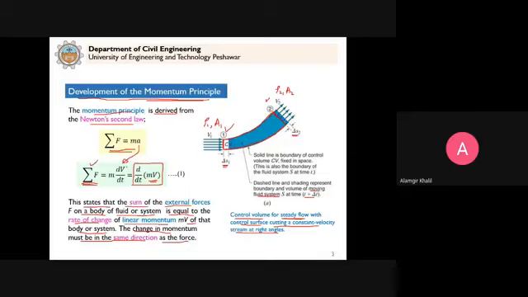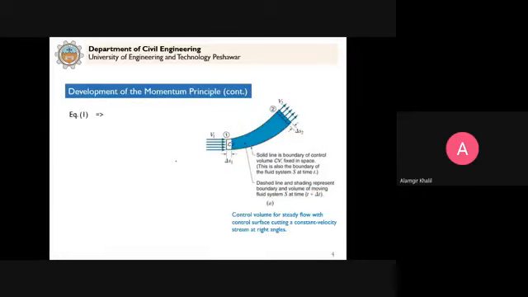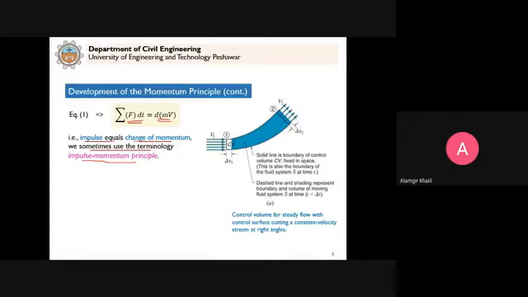Now let us see how we calculate this rate of change of momentum. From this equation, we can write summation of F into dt is equal to d of mv. As you already know, and we studied in the unsteady flow chapter also, this force into a short time interval dt is impulse, and d of mv is the change of momentum. So impulse equals change of momentum, and we sometimes call it the impulse momentum principle.